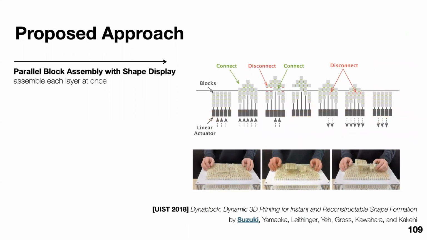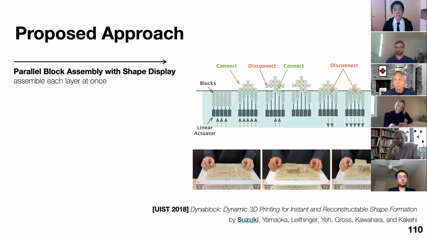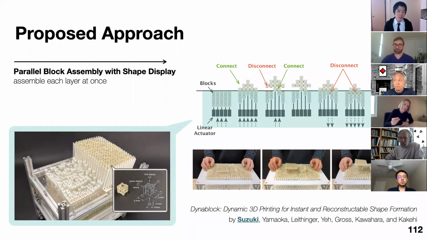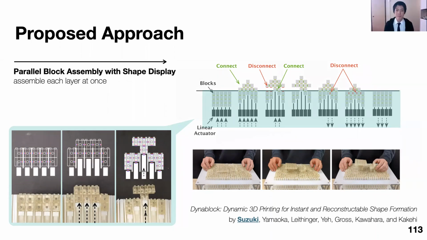Taking inspiration from this, we propose parallel block assembly by using a shape display as the parallel block assembler. As you can see, we have a shape display and a stack of blocks on top of it, so that the shape display can actuate the passive blocks, constructing one layer at a time. By selectively actuating these blocks, we can make an arbitrary 3D shape.